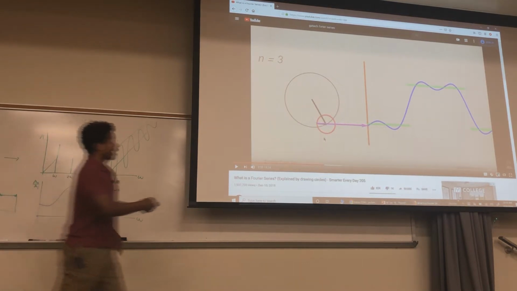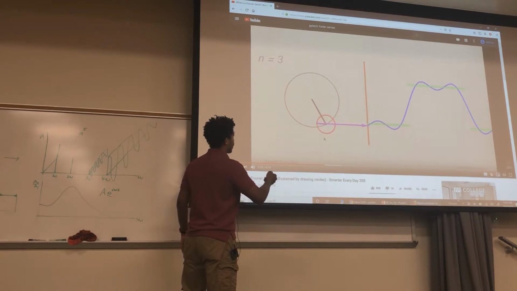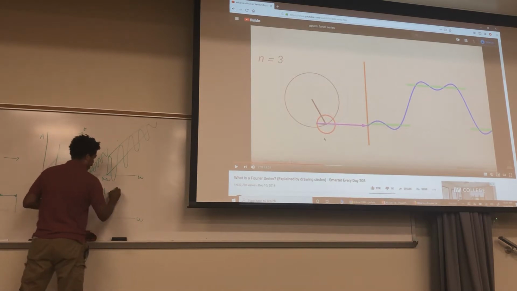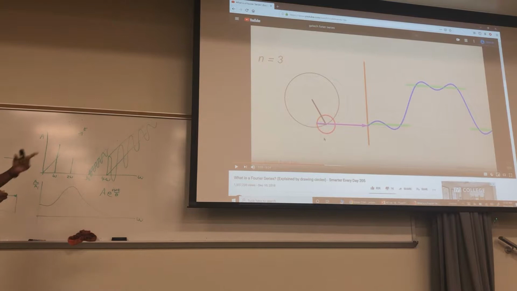Okay, so each one has its own amplitude, right? And each one has its own frequency. So this right here, this j omega, is the theta, the angle that's swept. And it's just adding together. Because you know how I like to add vectors, right?